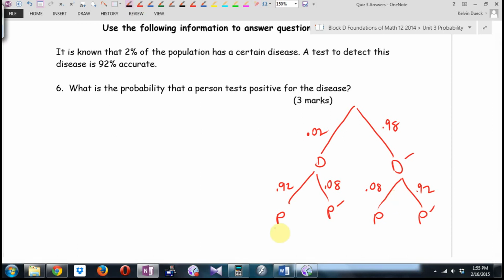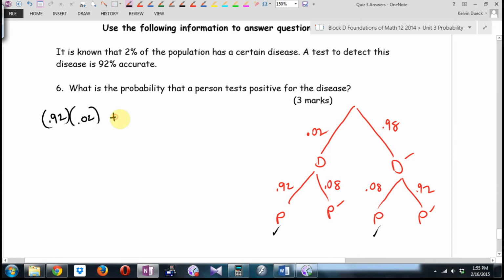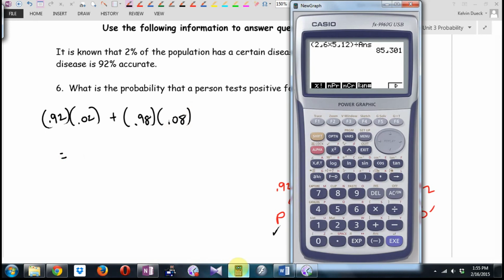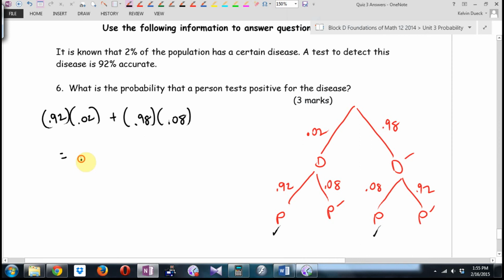Testing positive, that's this one or this one. 0.92, 0.02, or 0.98, 0.08. Do you get 0.0968? So 9.68%, about a 10% chance of testing positive.